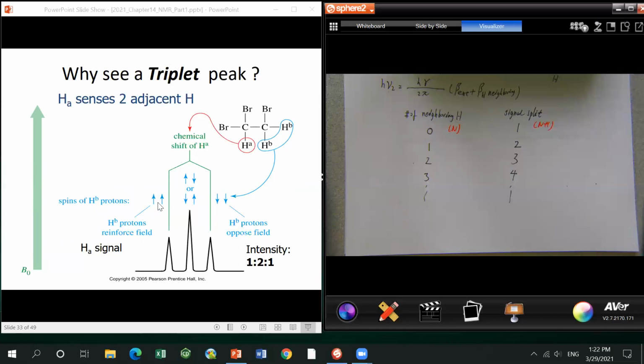So one of these two Hs has the same local magnetic field as the external magnetic field. Another one, one is in the same direction, one is opposite. And the third case, both have opposite directions, opposite to the direction of the external magnetic field. So the total population for these three situations is 1 to 2 to 1. That's why for the triplet you get a signal intensity of 1 to 2 to 1.